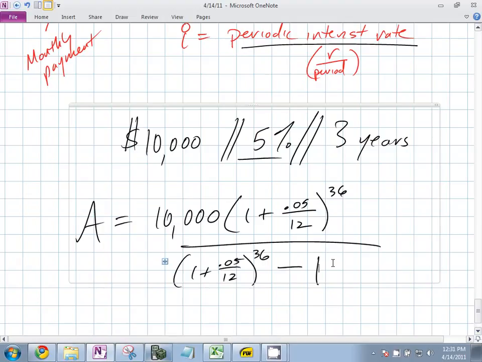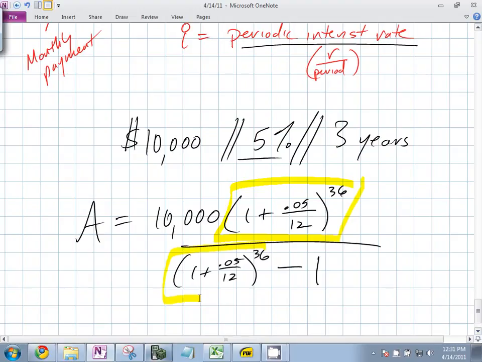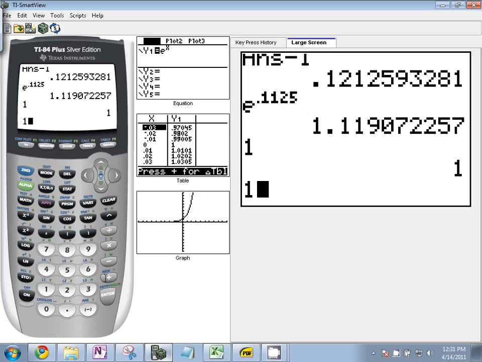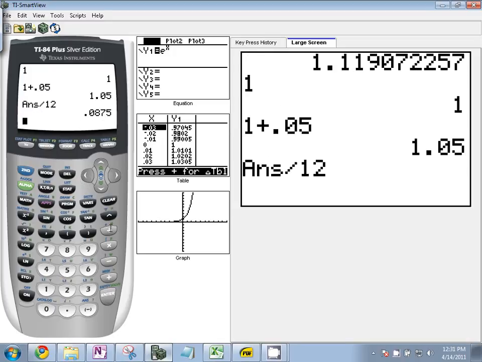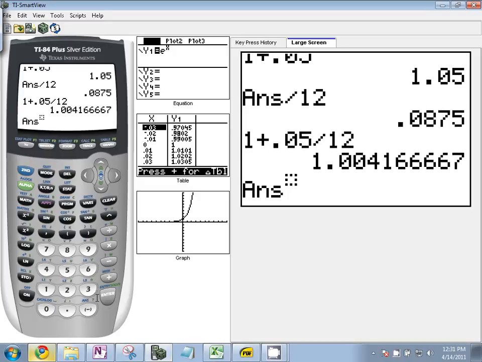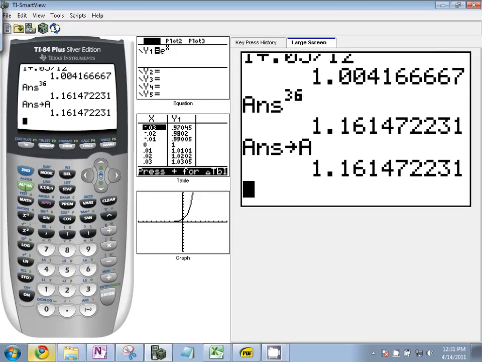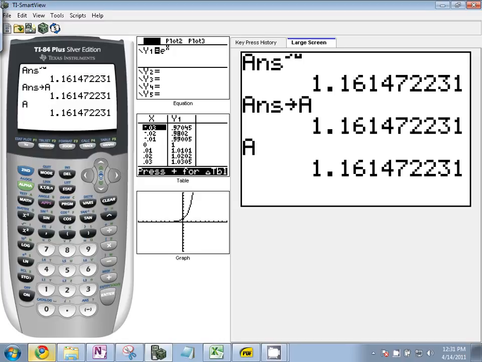It will not work. The easiest way that I like to type this in, look, you have the same thing in the top and you have the same thing in the bottom. So on your calculator do 1 plus 0.05 divided by 12. And what power do we raise that to? 36. The 36 power. So we did 1 plus 0.05 divided by 12 raised to the 36 power, and we're going to store that as A. So anytime I write A, what do I have? That number. So now what are we going to do?